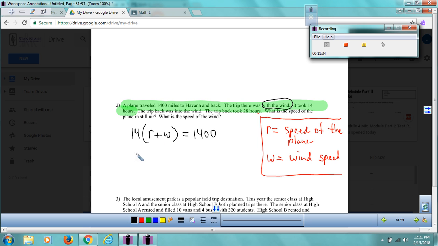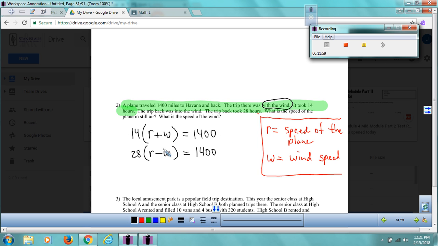Now, on the way back, the wind was hurting. It took 28 hours. So if you took the plane's speed, and since it was going against the wind, you were subtracting speed, right, from the plane's speed. Now, it's still the same distance. They're traveling the same route. Okay, so here we go.